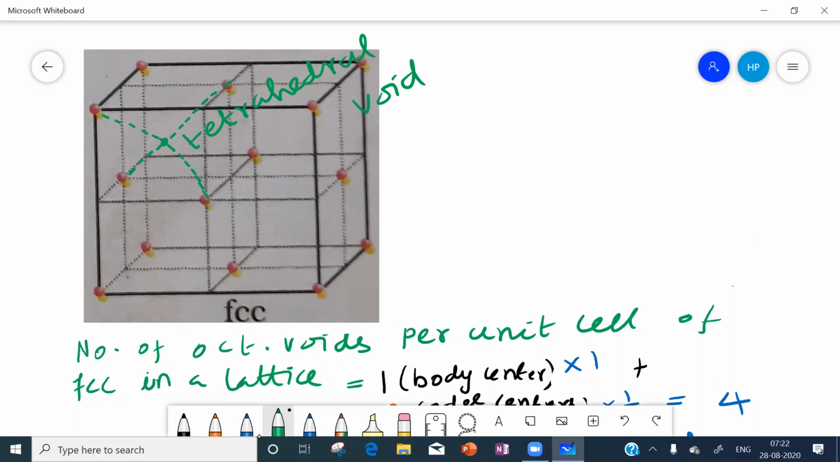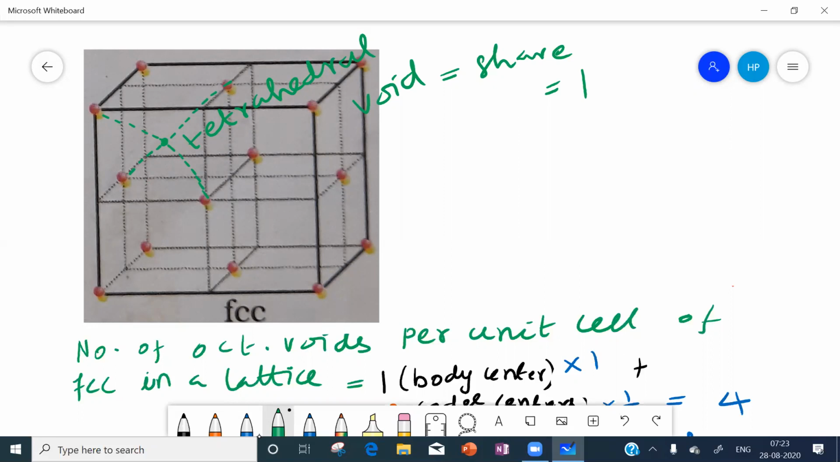Now, the center point is a tetrahedral void, so what share will this tetrahedral void give to this unit cell? This tetrahedral void is inside this small cube, at its center point. So you are saying that it gives a complete share.